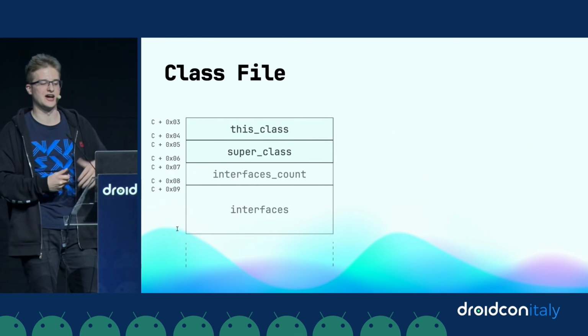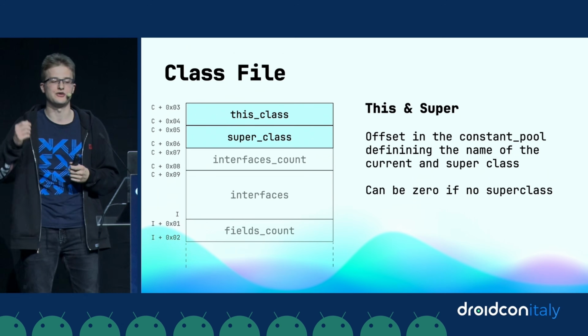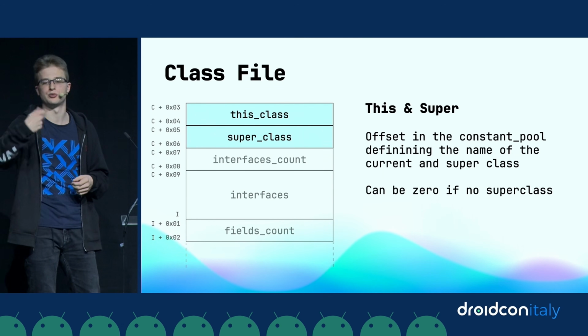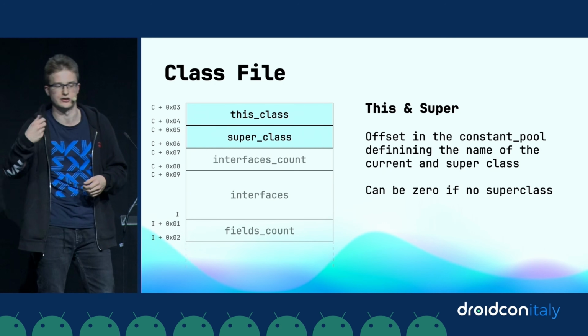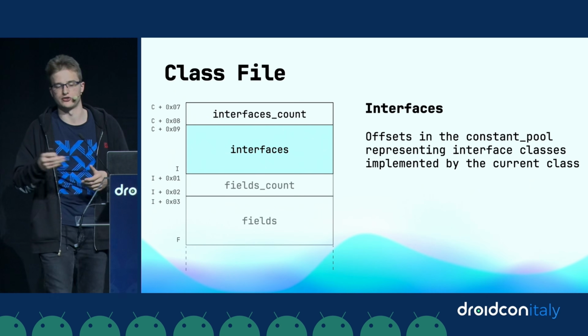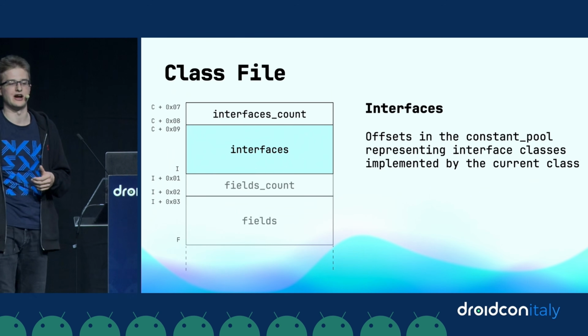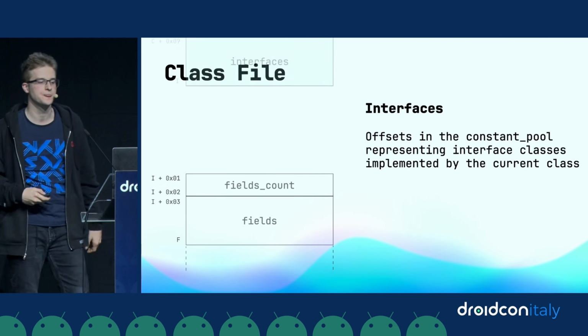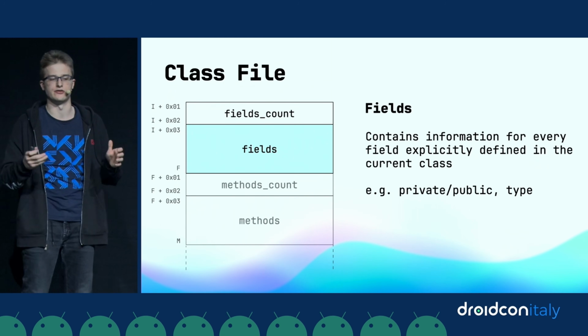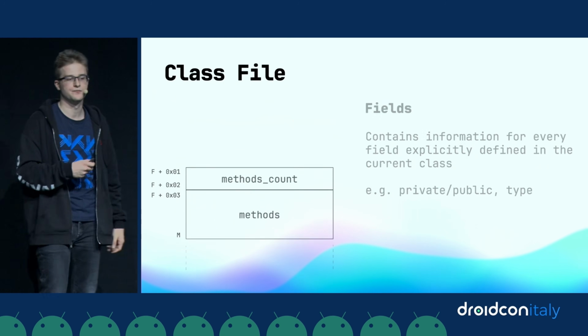And then you have this class and superclass, which are references in the constant pool to the class name and the superclass name, if it exists, so the class that it extends. Then you have the interfaces, which just lists all the interfaces that are being implemented by the current class. Then you have the fields, which basically does the same. It's all the fields that the class declares.